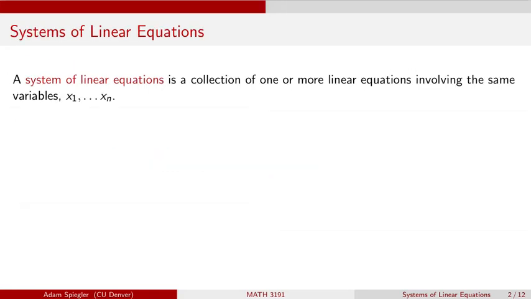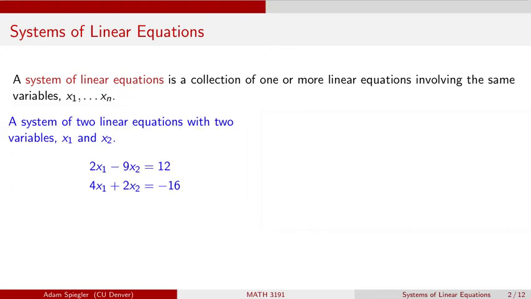So a system of linear equations would now be a collection of one or more linear equations that involve the same variables. So for example, here is a system of two linear equations with two unknown variables, x1 and x2. So here's the top equation, that is linear. Here's equation number 2, that is linear, and these are linear in the same set of variables.